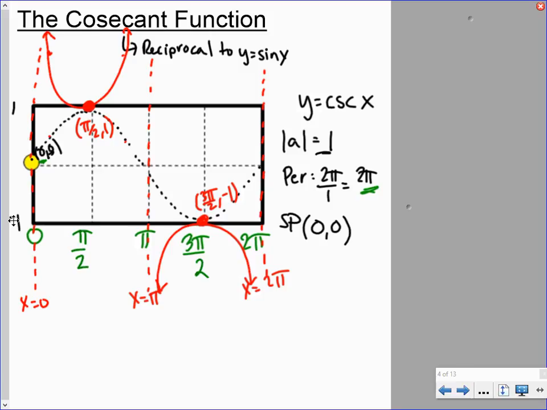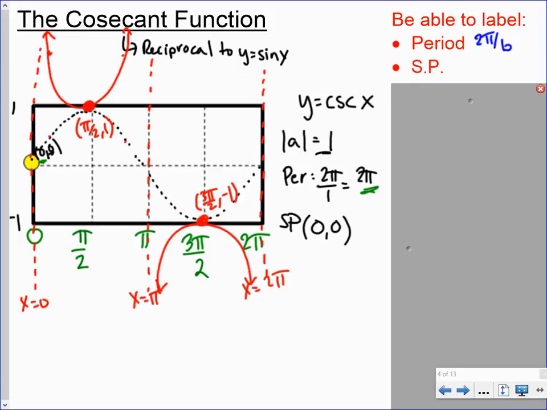Okay, so things I need you to be able to do with cosecant and secant. I need you to be able to label the period. That's super easy. Nothing changes. 2 pi over b. I need you to be able to do the starting point. Again, super easy, nothing changes. C over B comma D. You should be able to label range.